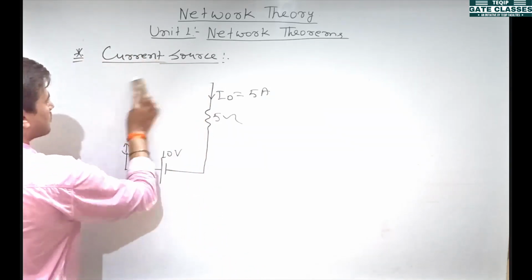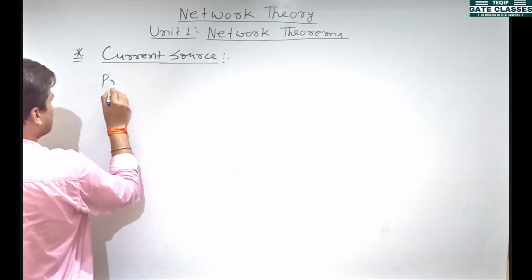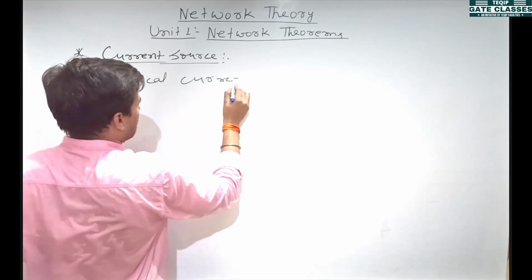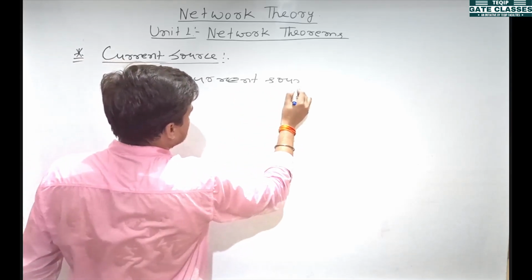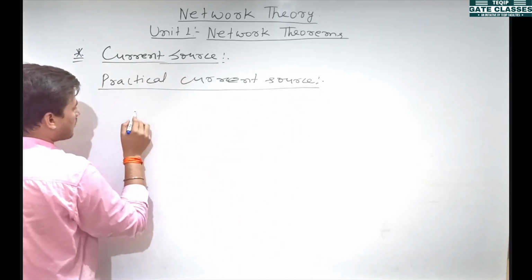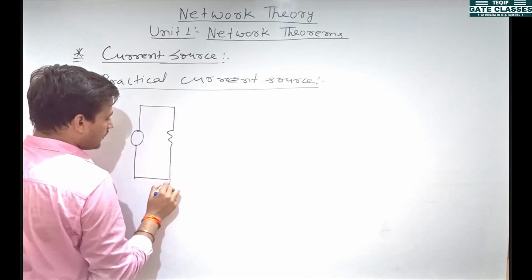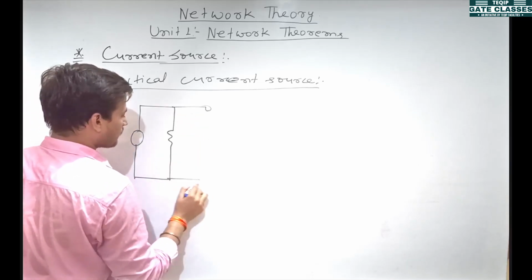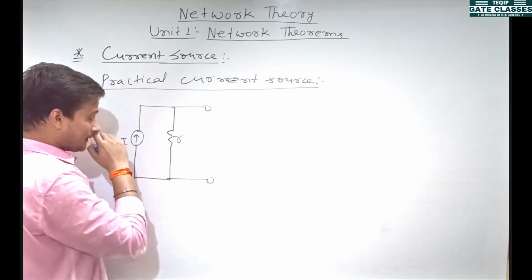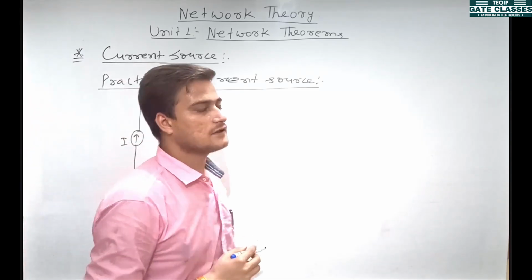Next, practical current source. What about the practical current source? See, practical current source means you are having a current source and there will be the internal resistance of the current source connected in parallel. This is internal resistance, this is current source I. Clear? So this is the practical current source.